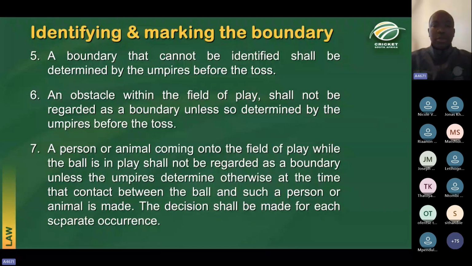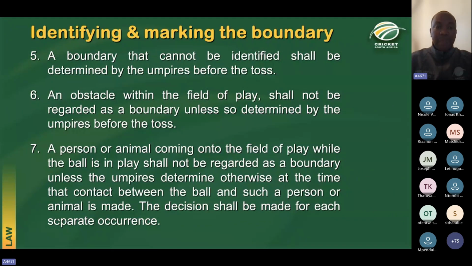A person or animal coming onto the field of play while the ball is in play shall not be regarded as a boundary unless the umpires determine otherwise at the time that contact between the ball and such a person or animal is made, and the decision shall be made for each separate occurrence. So there's no blanket rule that applies in those scenarios.